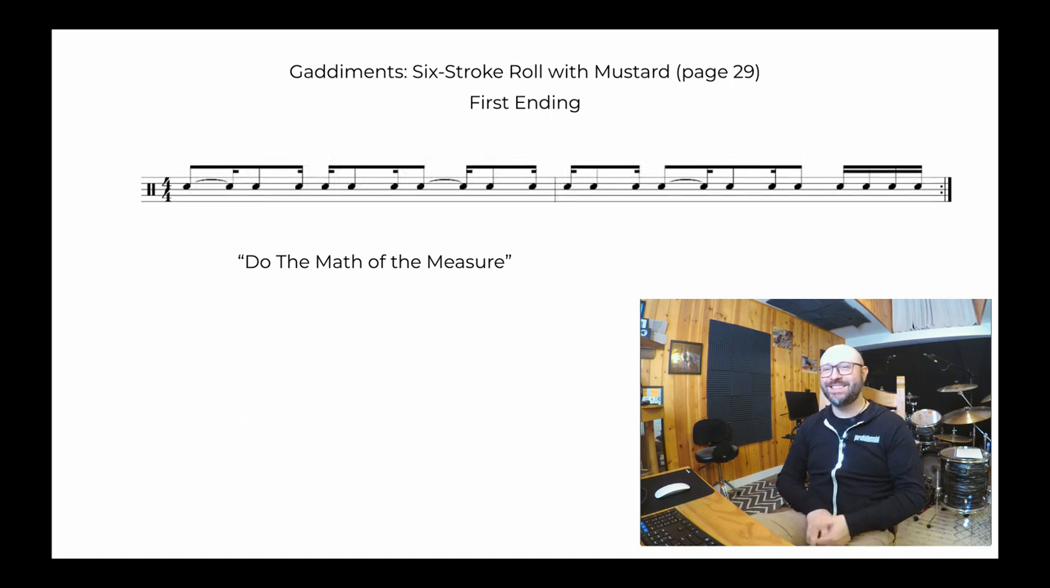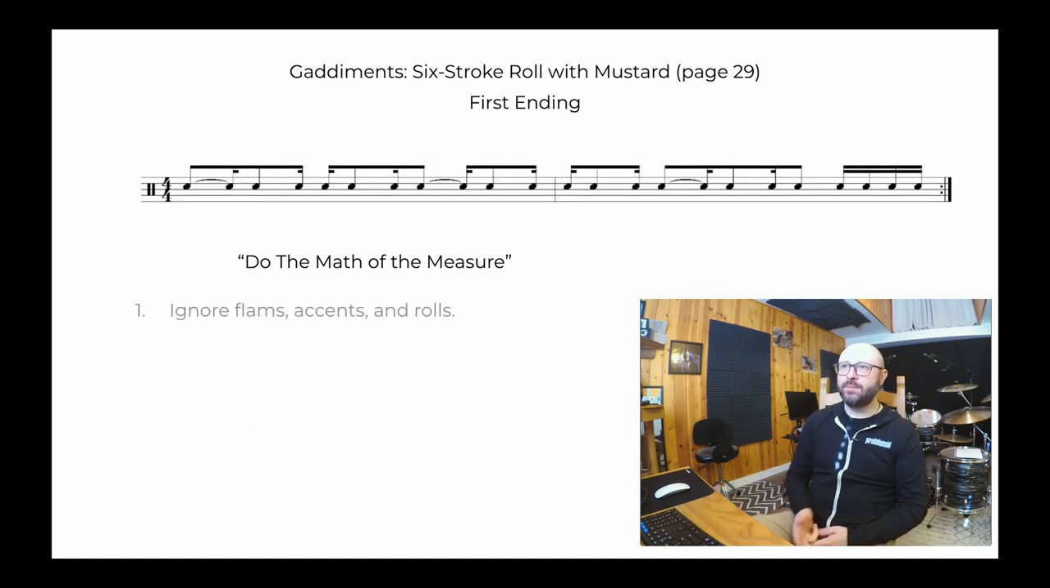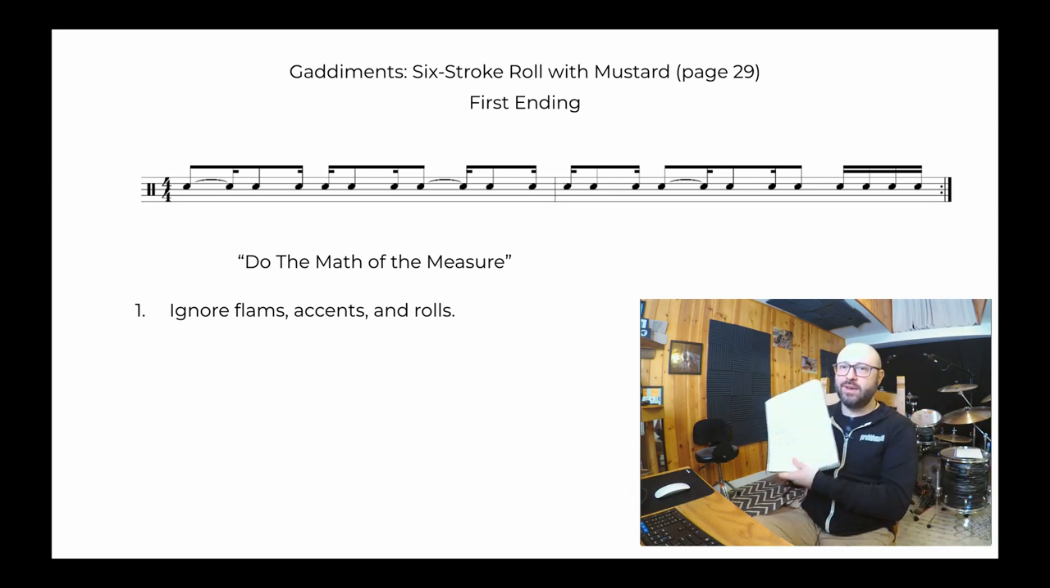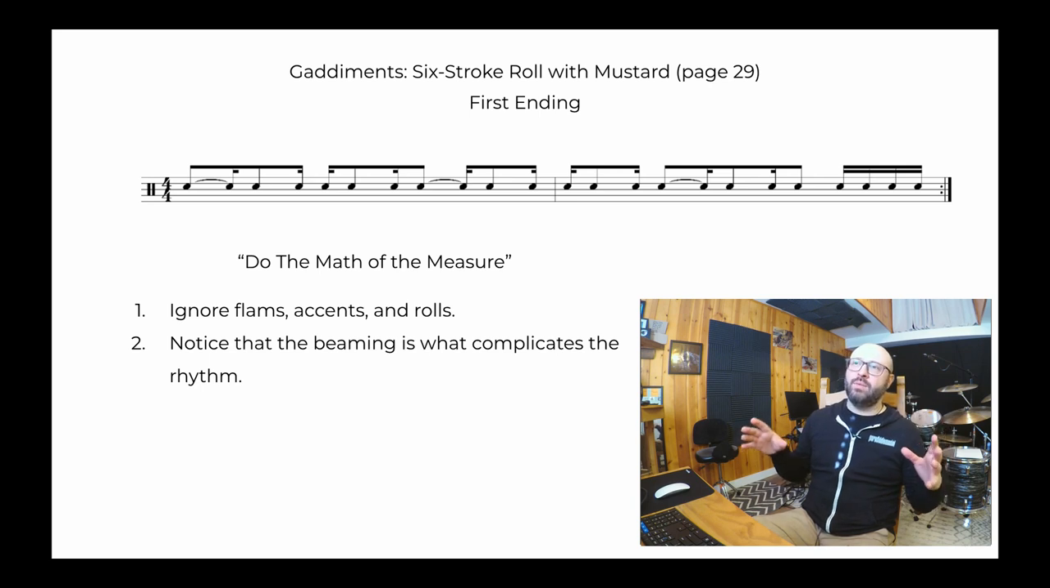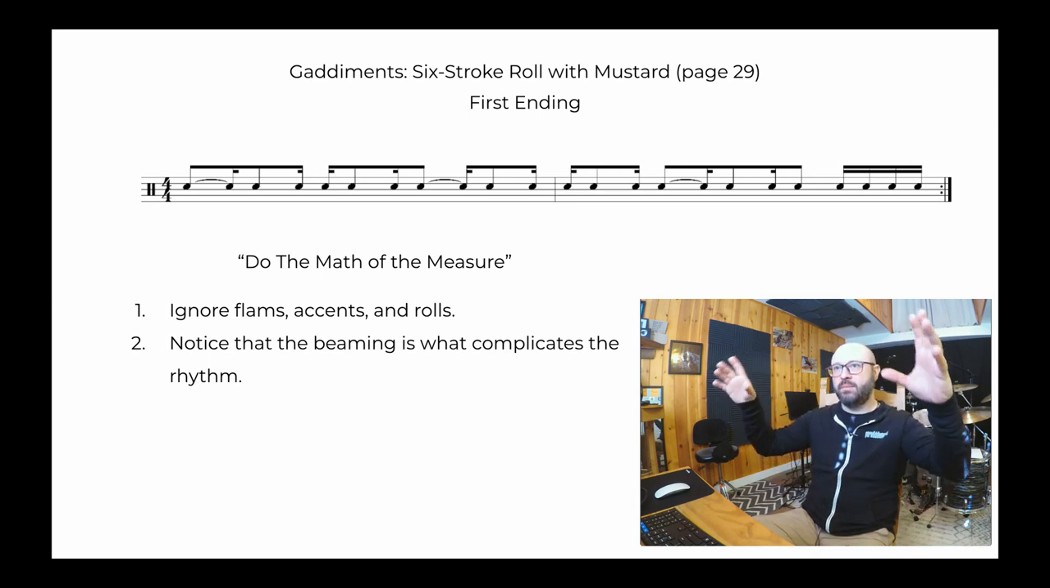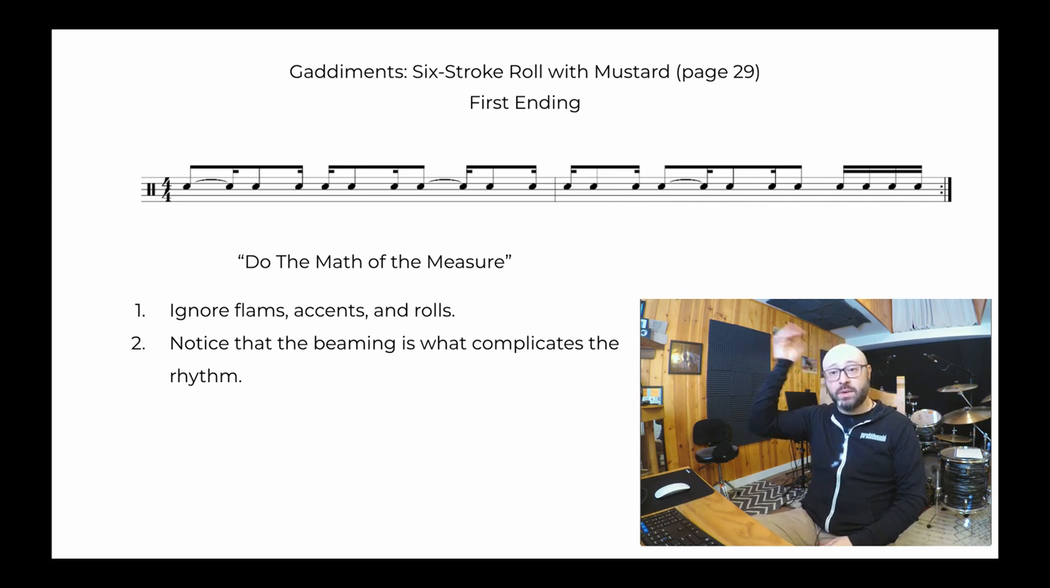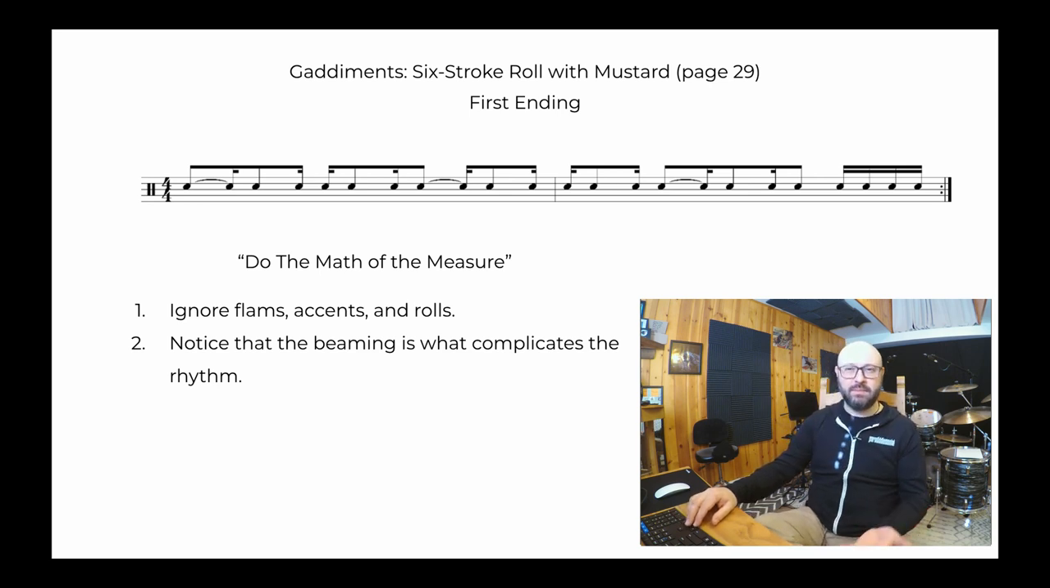So moving on to the next slide. The first thing I've done here to help me with the analysis is that I've removed the flams, accents, and rolls. Obviously, you can't do that if you've got your sheet music, you're not removing anything. So you're ignoring those things because they don't apply to the rhythm. When we've done that, we can focus on this underlying bass rhythm, and we'll notice that the beaming is what's complicating this piece of music. The beaming seems to not follow just quarter notes or half notes. It seems to be different. So the goal of this whole thing is going to be figuring out what each of these rhythms are, despite what the beaming is saying. Okay.